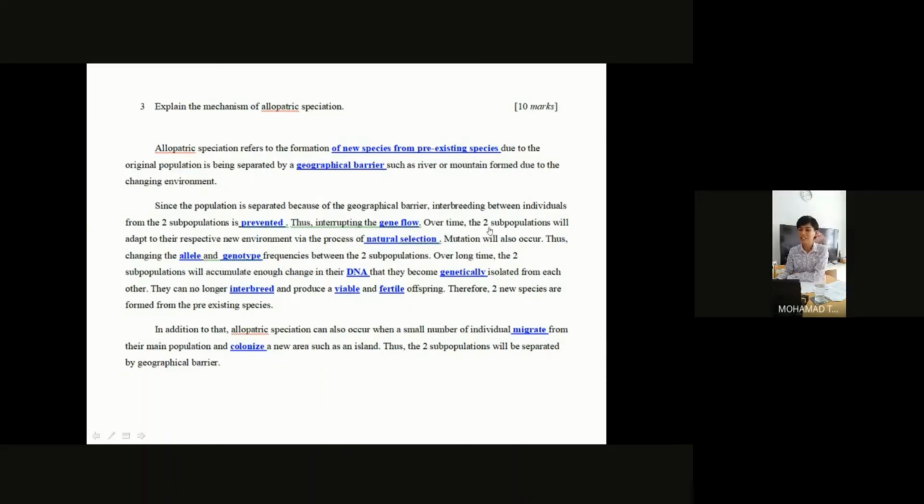Alright, so over time, the two subpopulations will adapt to their respective new environments via the process of natural selection. Mutation will also occur, thus changing the allele and genotype frequencies between the two subpopulations. Sebab kita sebut ni semua benda-benda yang melanggar Hardy-Weinberg. So sebab tu allele and genotype frequency is changing between the two subpopulations.